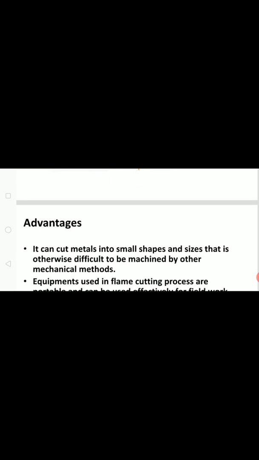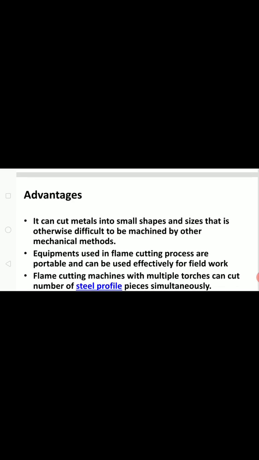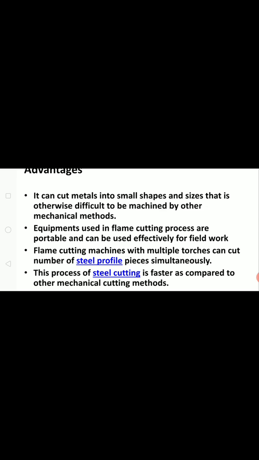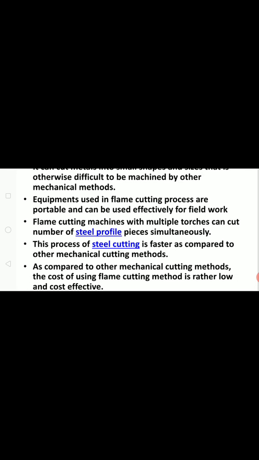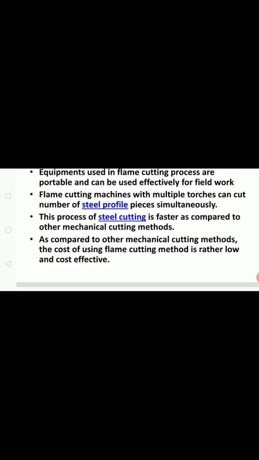Then what are the advantages? It can cut metals into shapes and sizes that are otherwise difficult to machine by other mechanical methods. Equipment used in the flame cutting or gas cutting process is portable and can be used effectively for field work. Flame cutting machines with multiple torches can cut a number of steel profile pieces simultaneously. This process of steel cutting is faster as compared to other mechanical cutting methods, and the cost of using flame cutting or oxy-fuel cutting is rather low and cost effective.